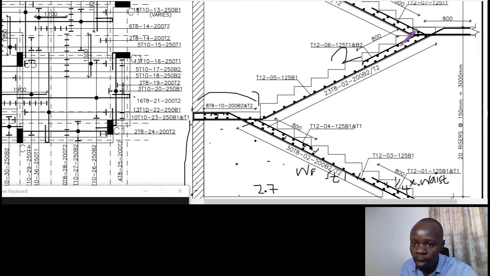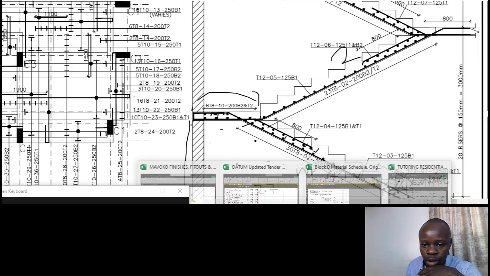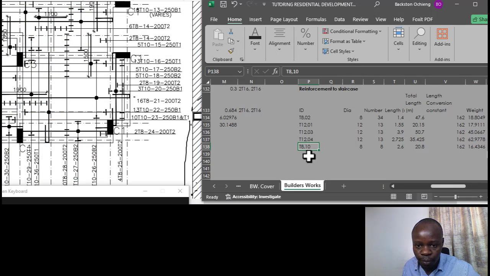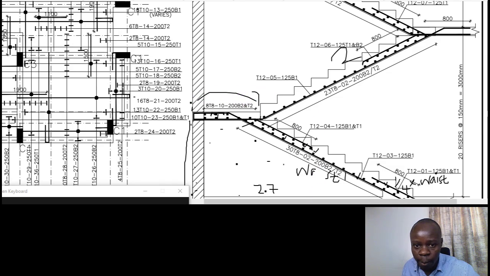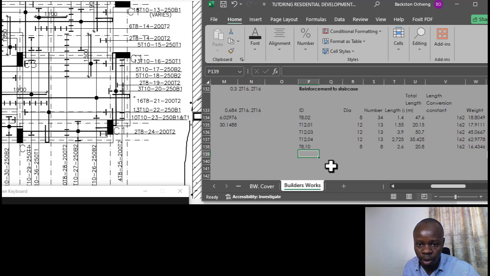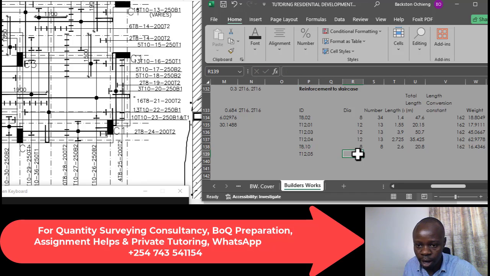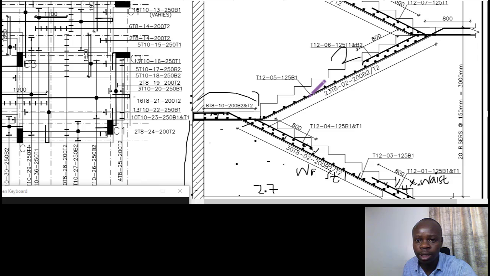So the length is equivalent to the length of the waist, because you can see it spanning from this point going all the way up to here. Okay, so that is bar mark number 5, and the diameter is T12. So we have T12, bar mark 05, diameter 12, and the number of those bars are going along the waist, but they have been spread on that single flight. So the flight is 1.4.